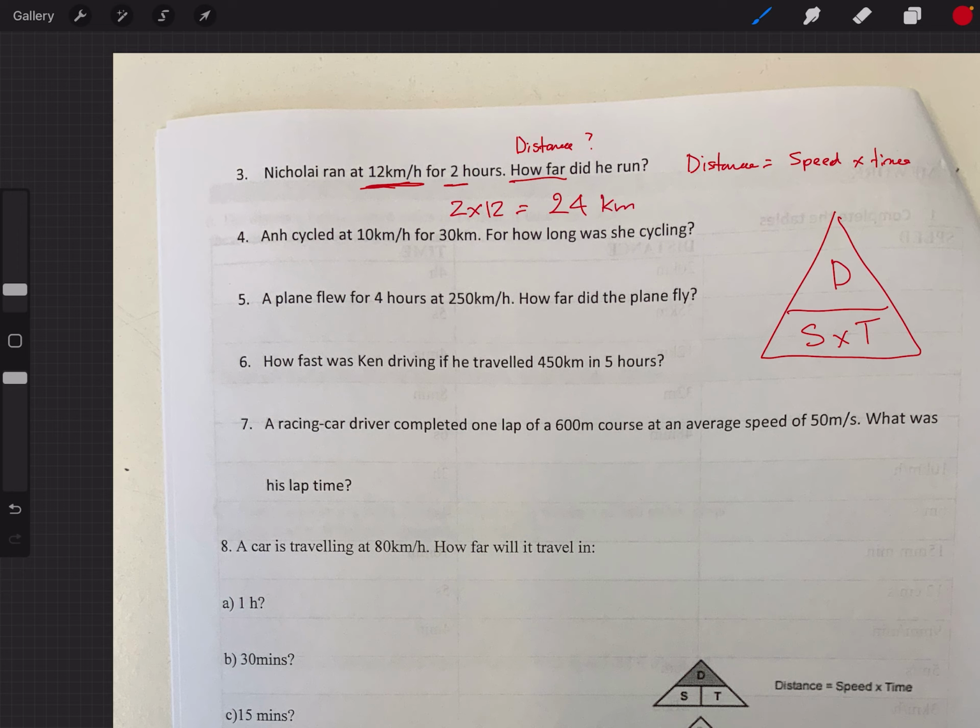Okay. Next one says, Arn cycled at 10 kilometers an hour for 30 kilometers. How long? If you want to find the time, you cover up the time and say distance divided by speed. So distance, which is 30 kilometers, divided by speed, which is 10, gives me 3. How long? We need to say 3 hours, because this is in hours.